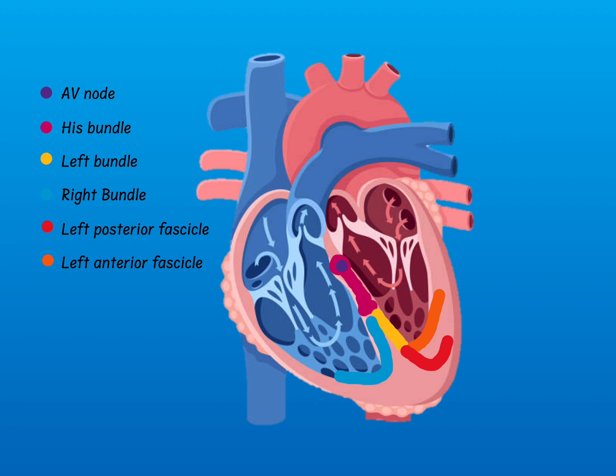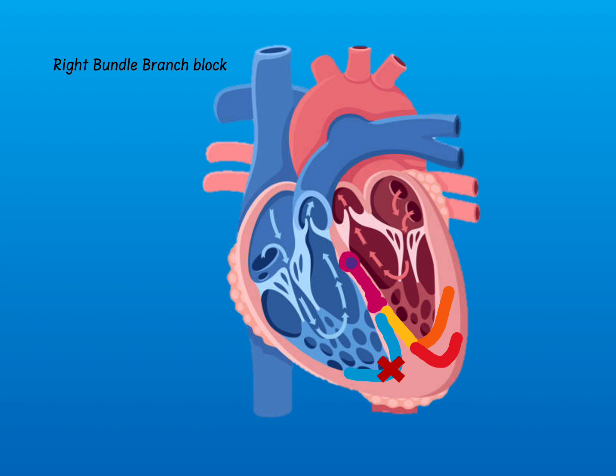and the left ventricles. A block, or more accurately a delay in the conduction, travelling through one of these bundles will cause a delay in the activation of the ventricles, either the right ventricle or the left ventricle.